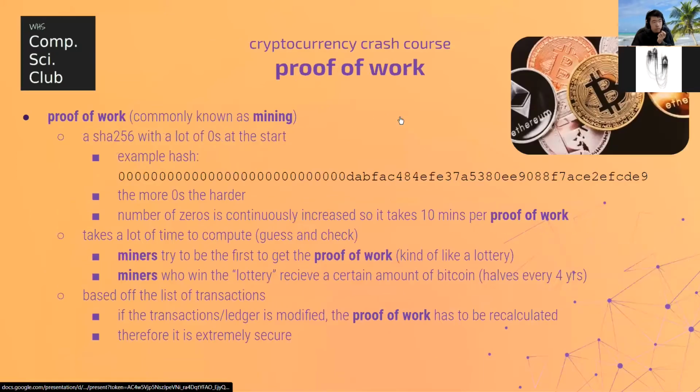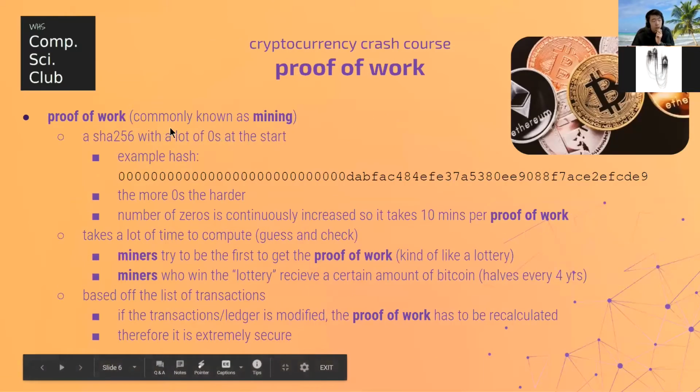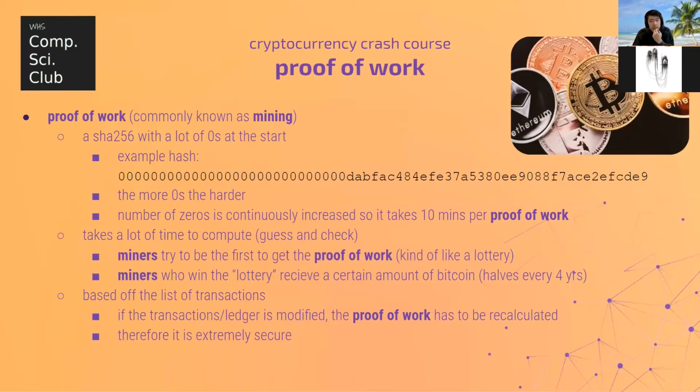So now proof of work. This is also commonly known as mining. So when someone says, I'm mining for Bitcoin, this is what they mean. A proof of work is simply a SHA-256 hash with a lot of zeros at the start. An example proof of work would be something like this, where there's a bunch of zeros at the start, and the more zeros, the harder, because you have to generate this hash, and it's not easy to get a bunch of zeros in the front. So the more zeros there are, the harder it is, and the number of zeros is continually increased over time.